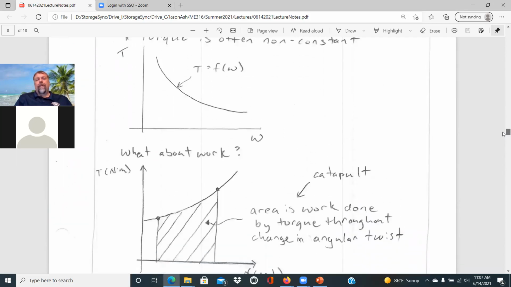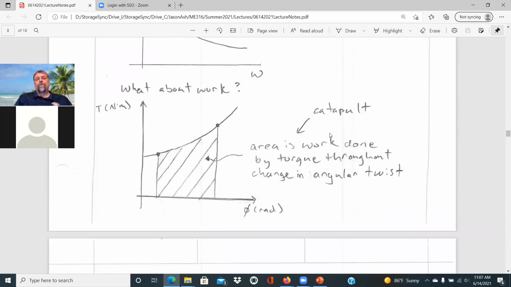And so then what about work? Again, if you want to know the work being done and not the power, if you plot the torque versus the angular rotation in radians, that area under the curve would be equal to the torque throughout the change in the angular twist.